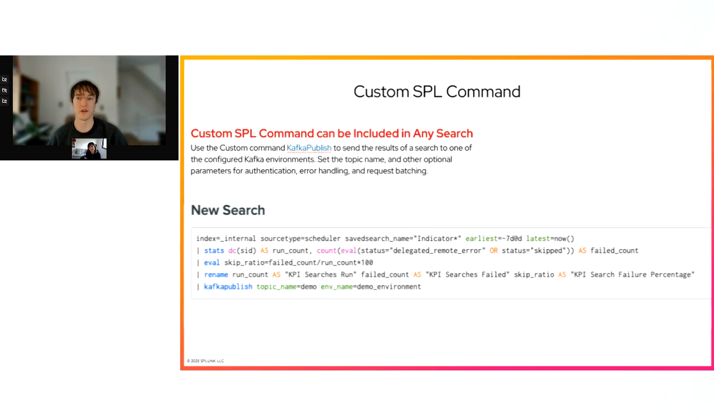So what features does the add-on provide? Well, one is a custom SPL command that provides you a lot of flexibility. So anywhere in Splunk you're running an SPL search, you can use this Kafka publish command that the add-on provides. You just specify the topic and the environment that you would have configured beforehand, and you can send those search results straight to Kafka.